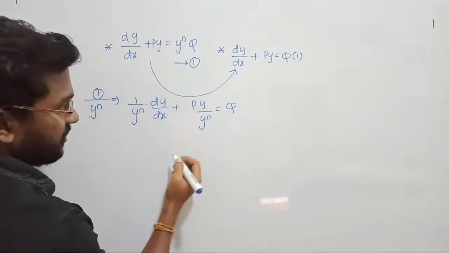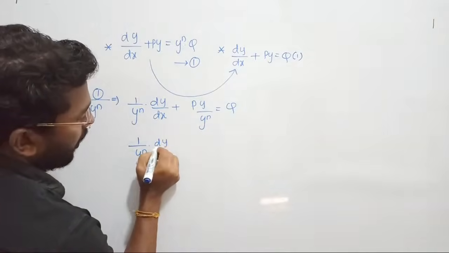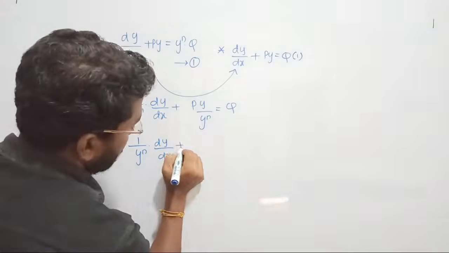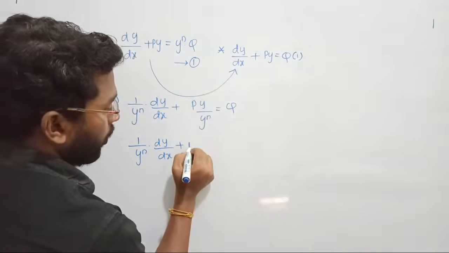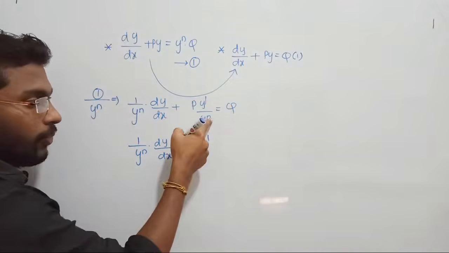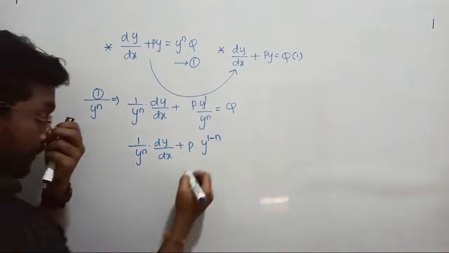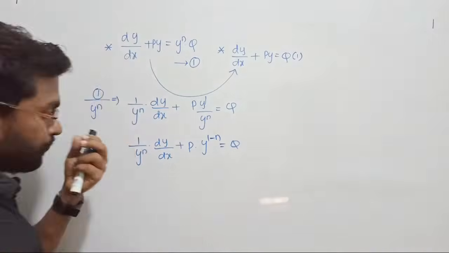Now the conclusion is, next let me reduce 1 by y power n dot dy by dx plus p dot, guys listen, already we have y power 1 here, if you take y power n to the numerator it will become y power 1 minus n. Do you agree? Yes, is equal to q.